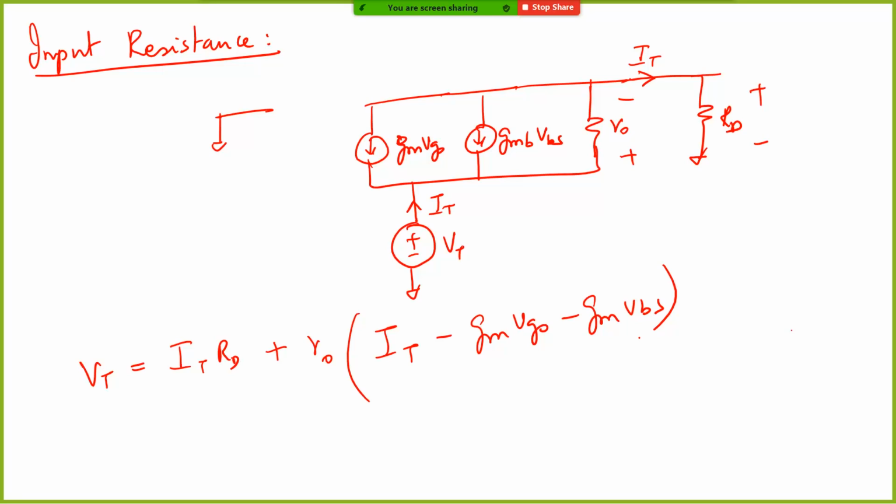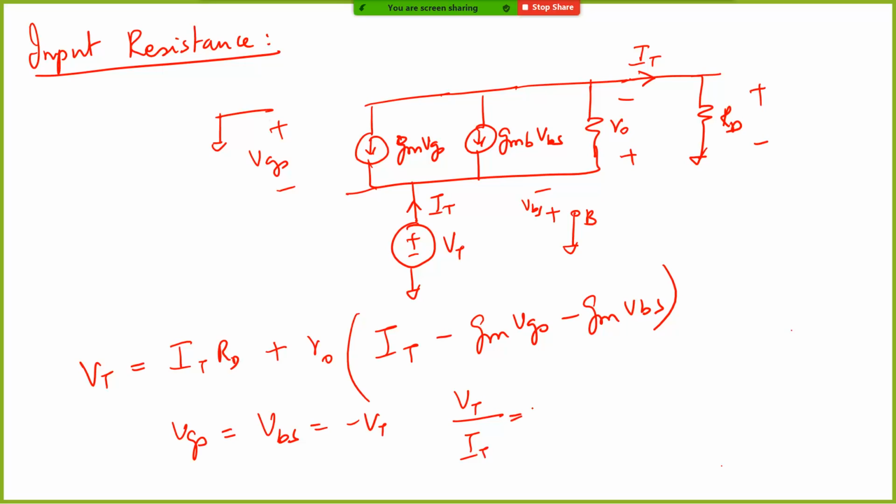Now we know that VGS and VBS are equal to minus VT, because this is your gate to source voltage, and this is B, this is VBS. So VGS is equal to VBS is equal to minus VT. Now you combine all these things and write VT by IT. The expression ends up being something like RD plus r0 divided by 1 plus gm plus gmb times r0.